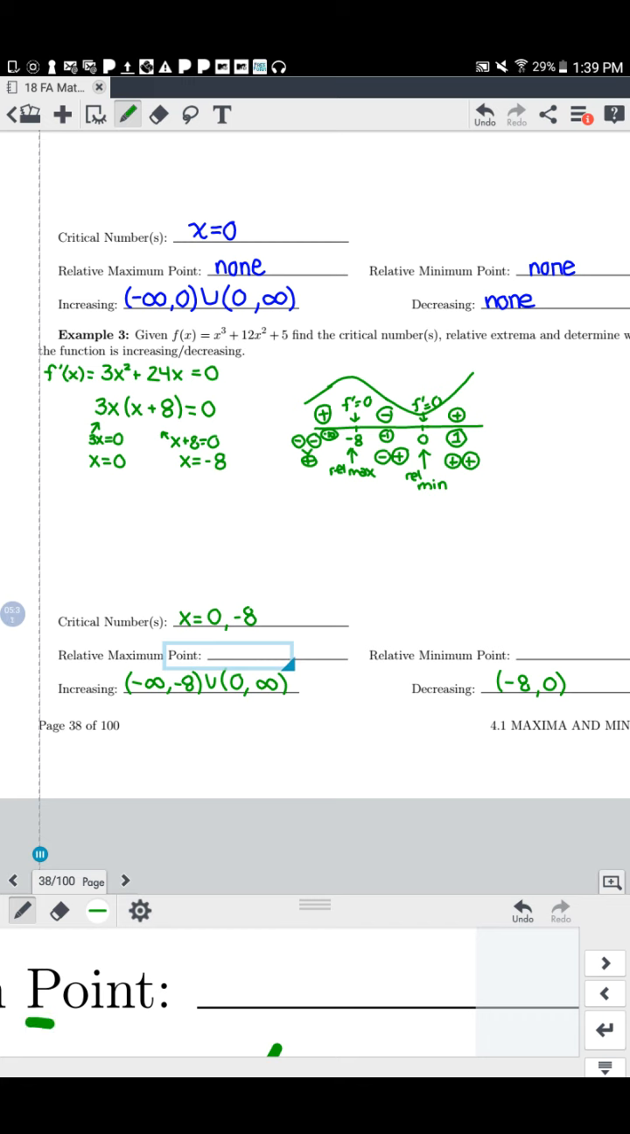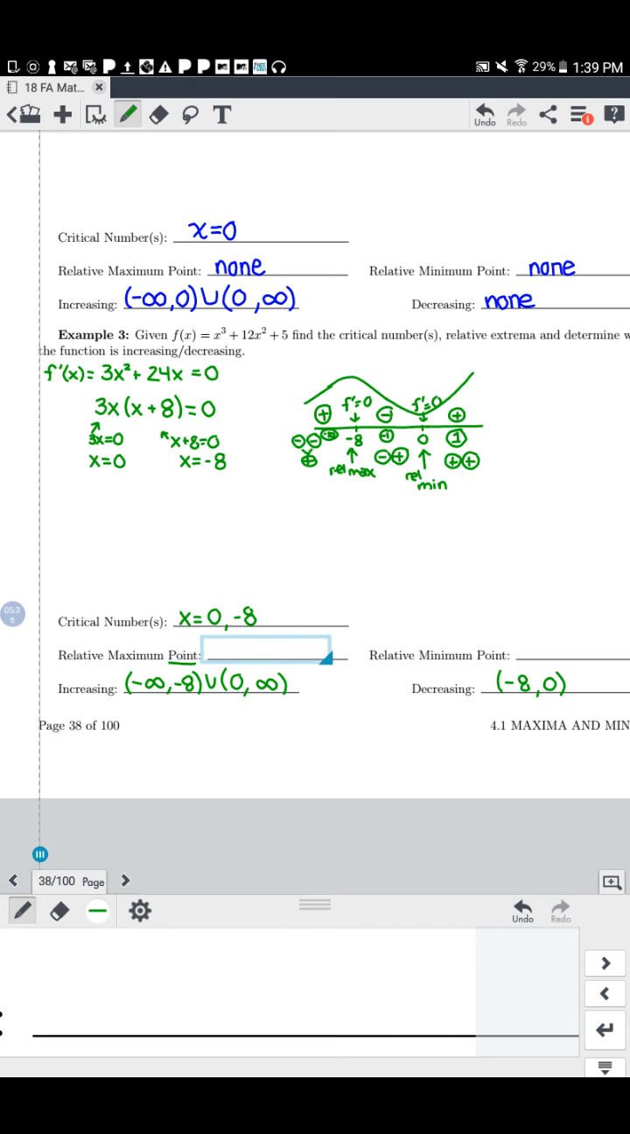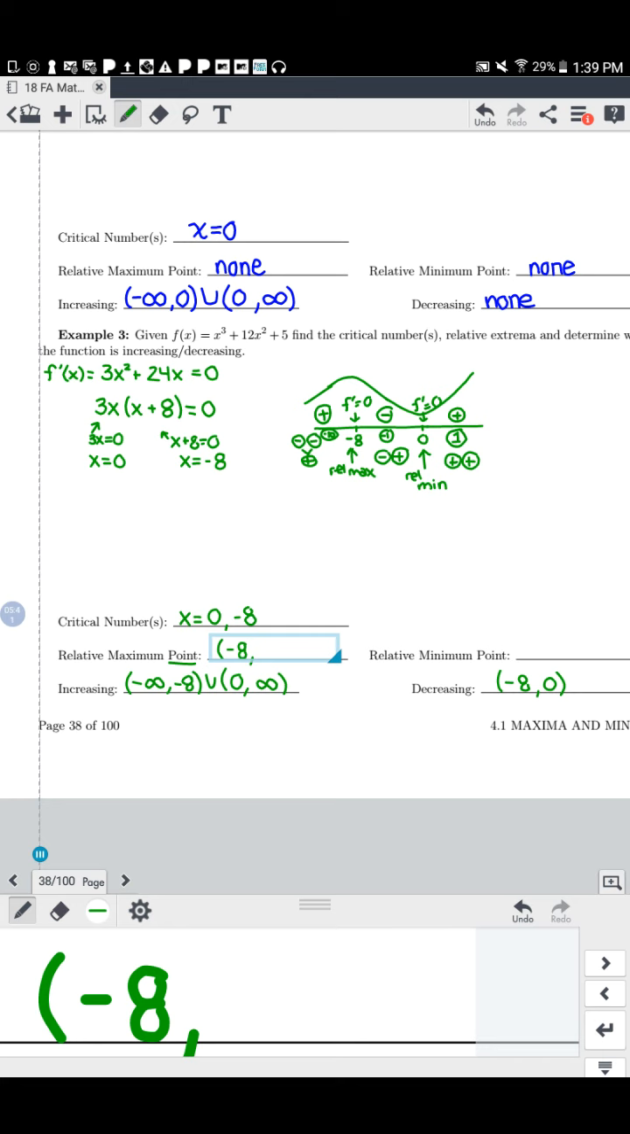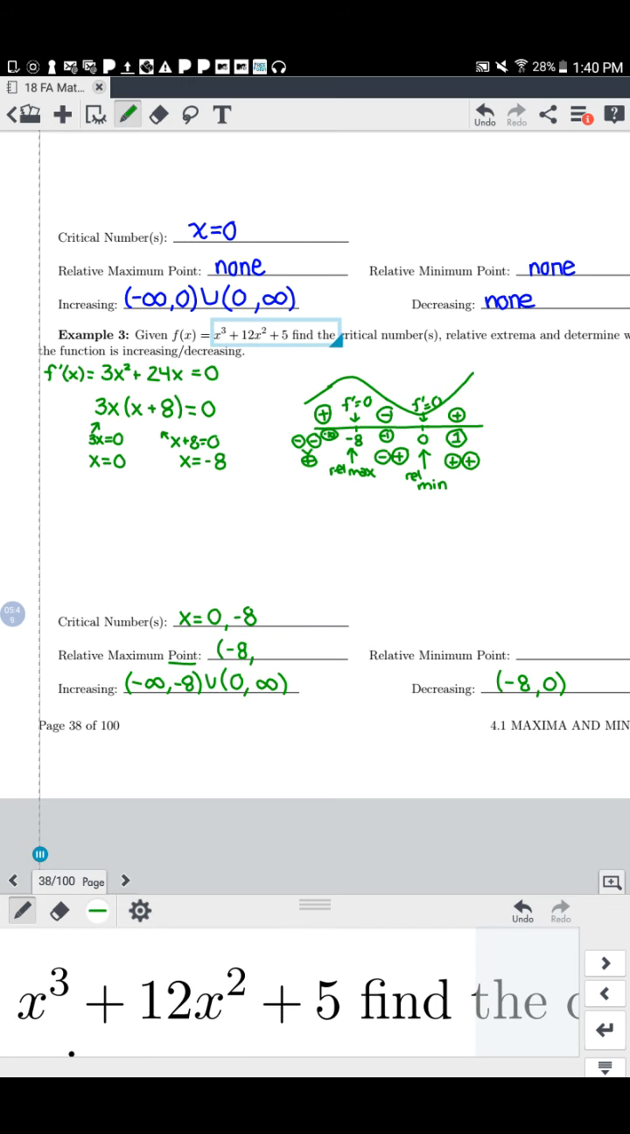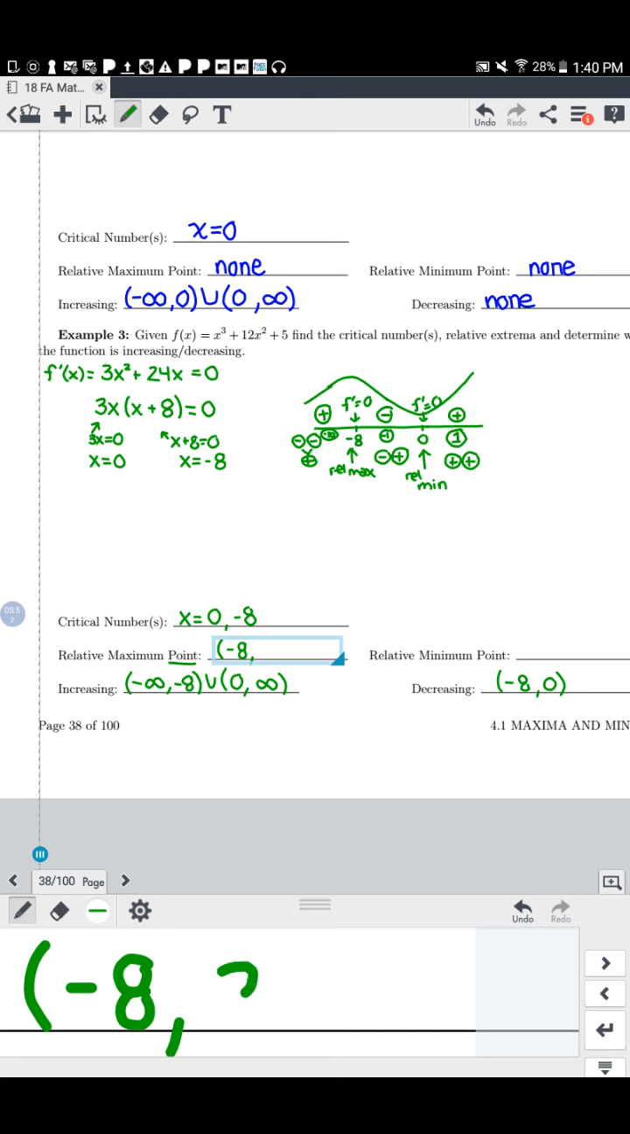And how to find these points? I know the x values are always critical numbers. So my relative max was at my critical number, -8. And to find the y value, this is the only time we actually plug into the function. Otherwise, in our sign chart, we're always plugging into the derivative. But here I plug this into the function. I did -8 cubed plus 12 times -8 squared plus 5. And the y value of my relative max happened to be 261.